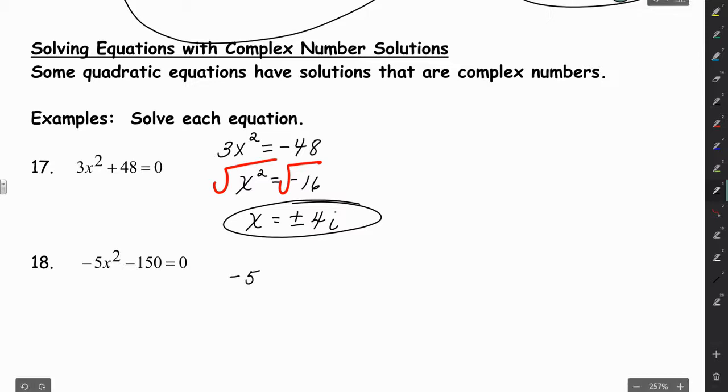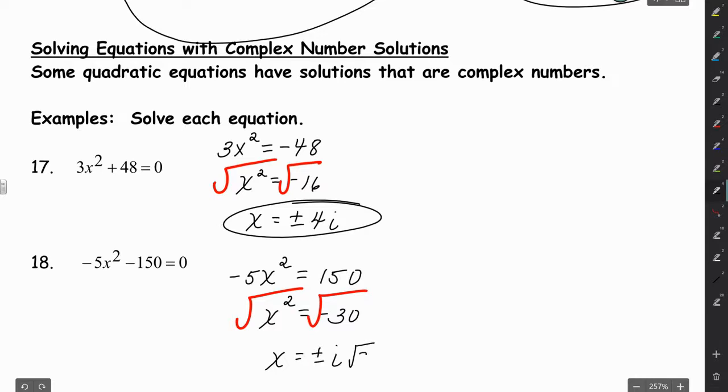We're going to move over the negative 150. We're going to divide by -5. We're going to take the square root of both sides. Final answer, x equals plus or minus i root 30.